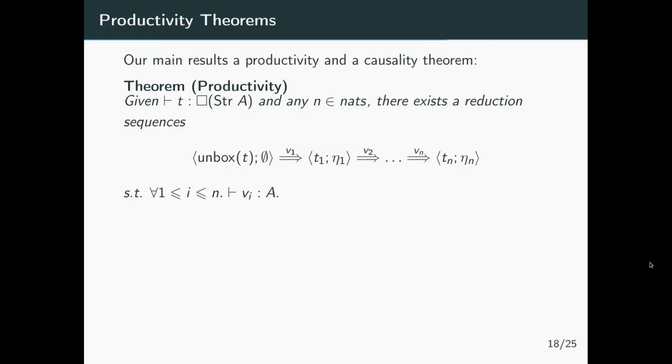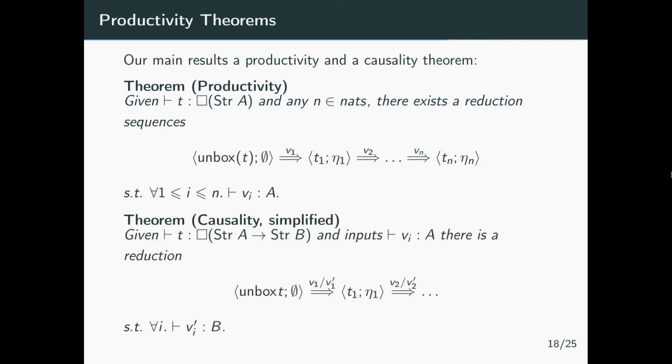Okay, so the main results we have in our paper, or the main result of this work, is two theorems, so productivity and a causality theorem, talking about the stream semantics and the transducer semantic. So productivity basically says, well, if you have some stream in hand, like a fully computed, fully defined stream, so a box A, then for any natural number, there exists a reduction sequence, right? So you unbox this, you have a stream of A, and then you can keep doing this reduction I showed you before, and you emit values. All of these values are of type A, and you can do this for any n, right? So for any n, you get such a reduction.